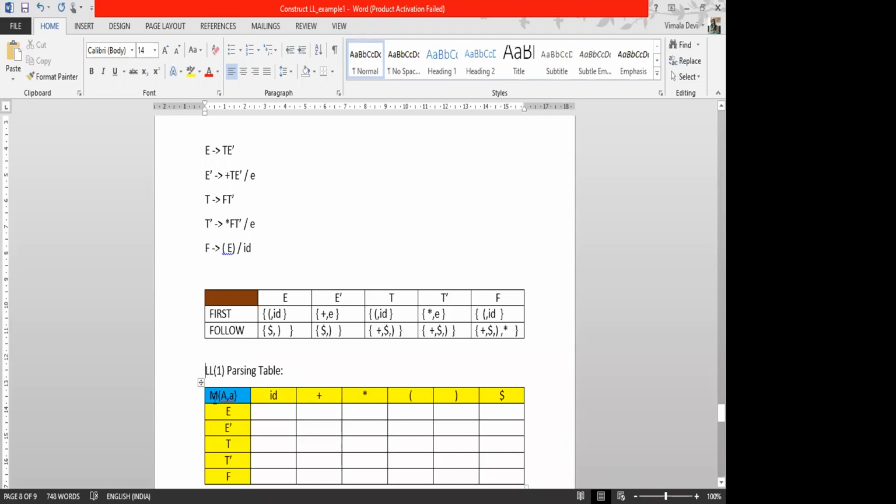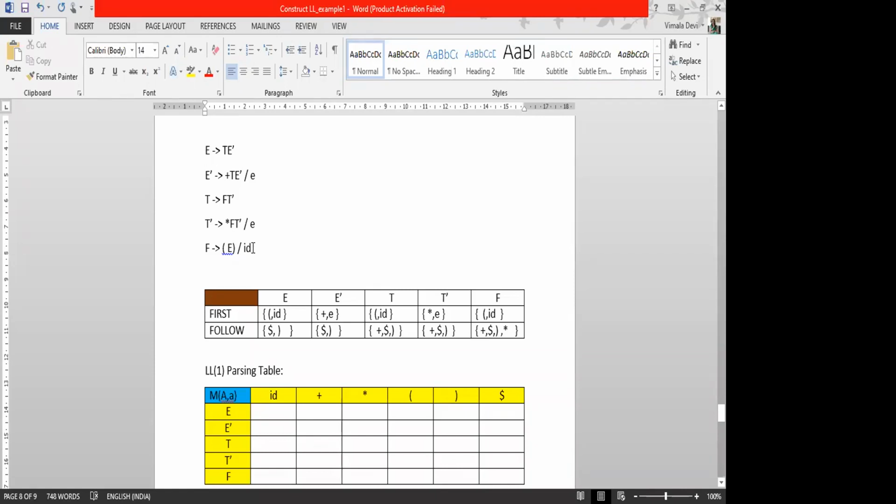M refers to the parser, the machine. Normally for PDA and all we refer by M, right? The same letter is used here also. M refers to the machine, and the first symbol A refers to the variable. Rows represent all the variables and the columns represent all the terminals. So what are the terminals present in the grammar? We have plus, star, open parenthesis, close parenthesis, and ID is also a terminal.